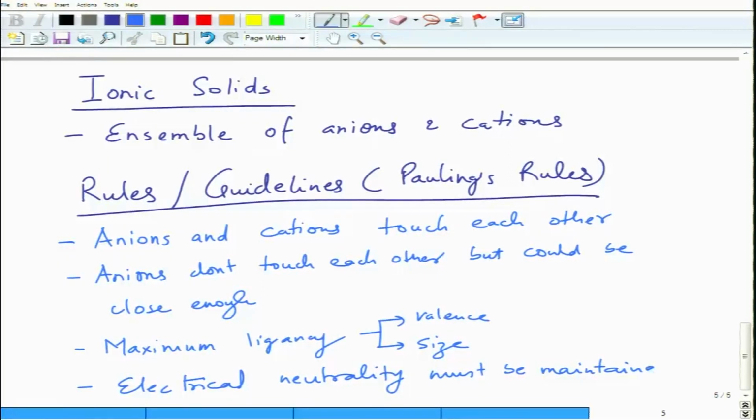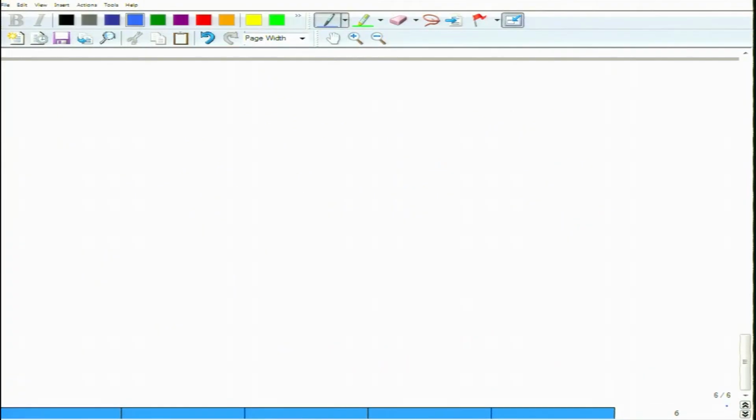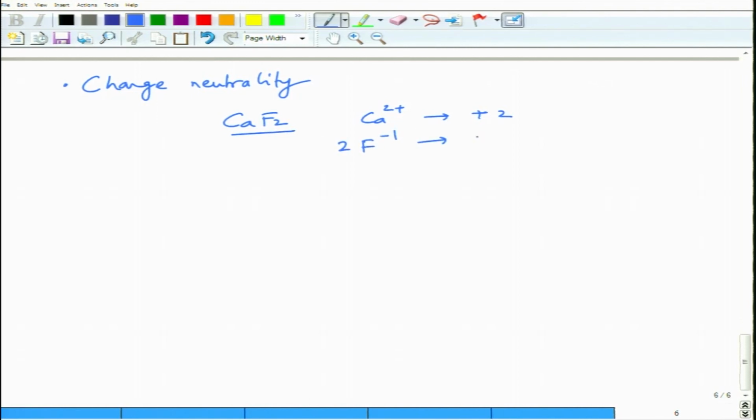This is very important. A solid cannot be electrically non-neutral, it has to be electrically neutral, which means the total positive charge must be equal to the total negative charge. That is a sacrosanct condition. So, let us see how we go about making this structure. When you talk about charge neutrality, for instance you have CaF2. Ca is a Ca plus 2 cation, it has plus 2 charge, and fluorine is minus 1, you have 2 of minus 1, so you have minus 2, and the net charge is equal to 0.